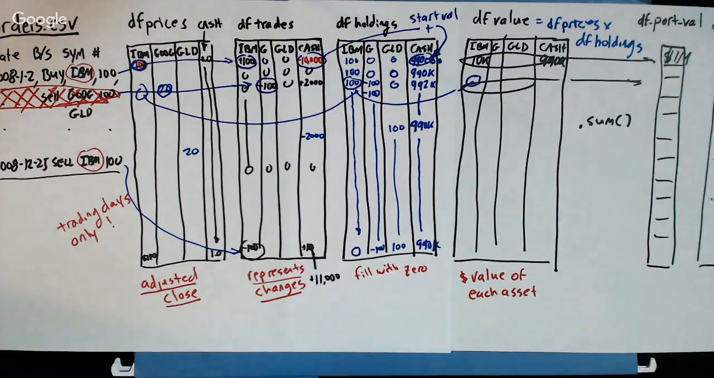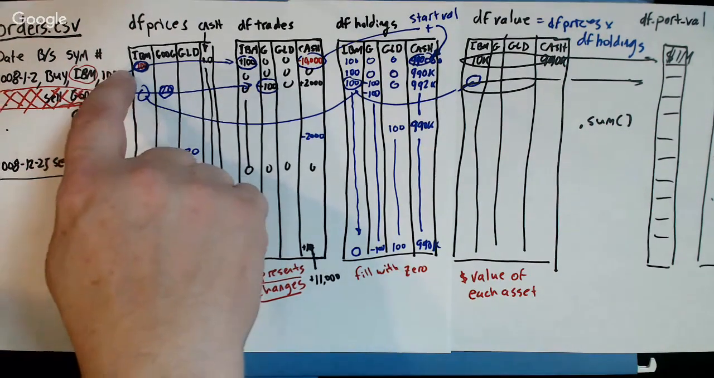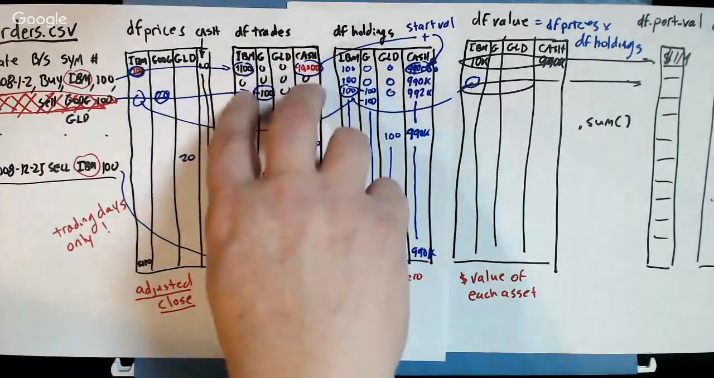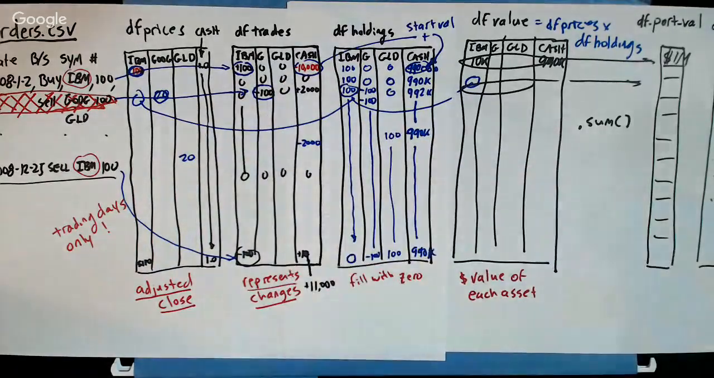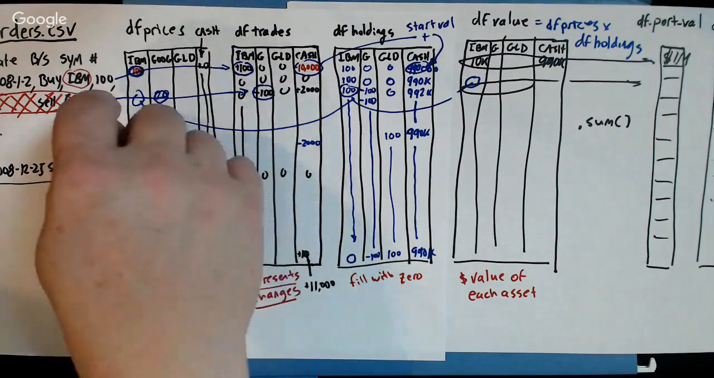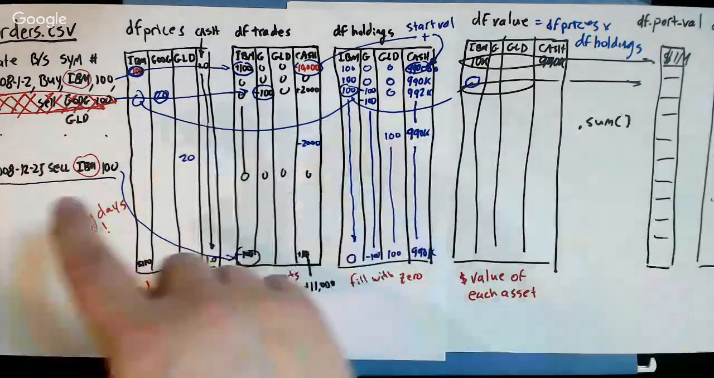The reason I don't advise doing it that way is because it's slow. The method I described for you, you do have to iterate through the orders file to create this trades matrix. But everything else you can do just like that in a single line of pandas. And it's much, much faster than going row by row and calculating each row.